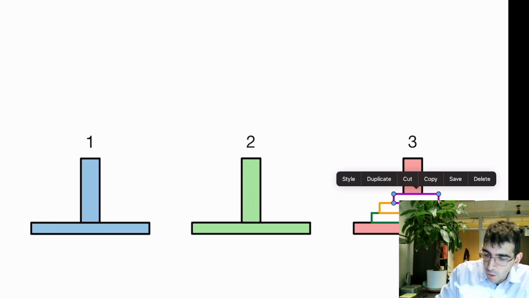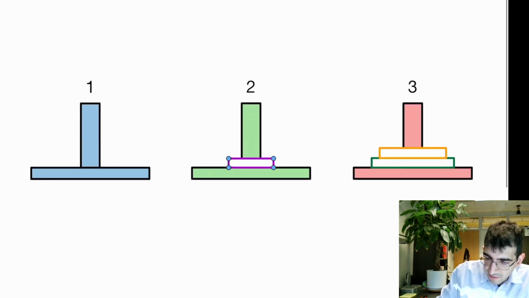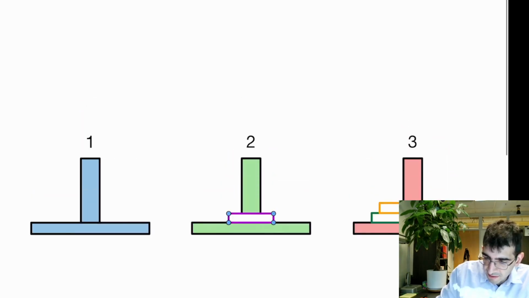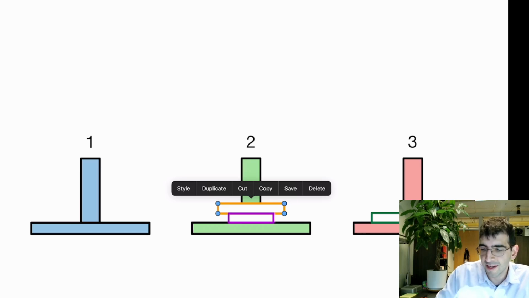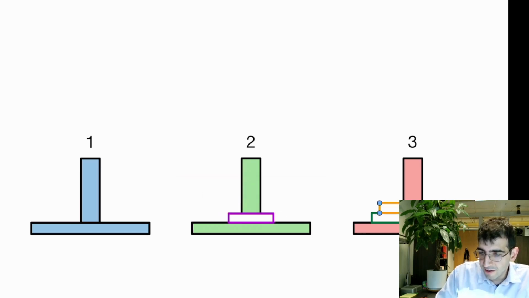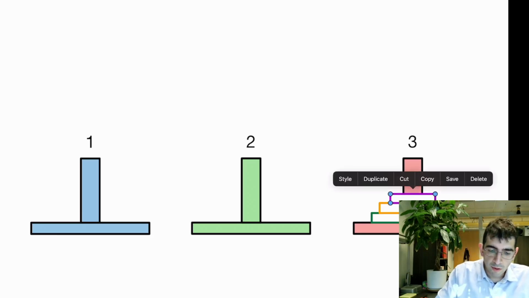I never once had to put a larger disc onto a smaller disc, like so, because that will cause this yellow disc to break, right? And we don't want that, right? So we maintain the condition that always larger discs are on the bottom and smaller discs on the top. And we were able to move 3 discs from pole 1 to pole 3.